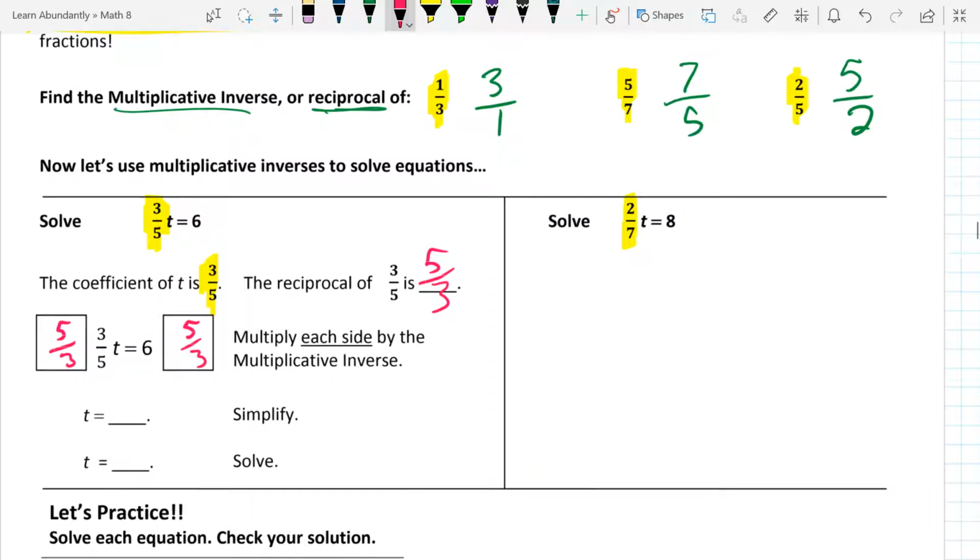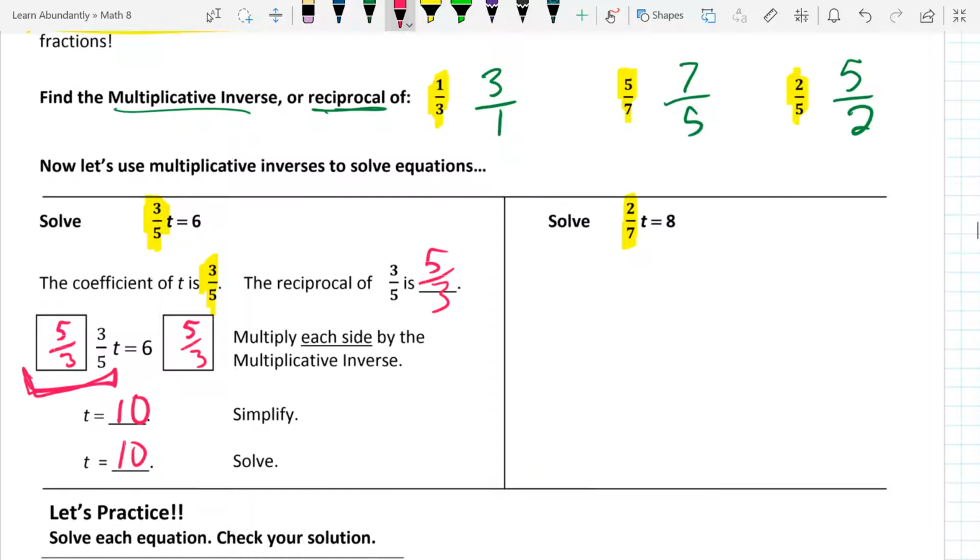Now the left side is just t. It just cancels out. That was the whole point of multiplying, so we can get the t by itself, isolate the variable. On the right side, if I type this in my calculator, I get 6 times 5/3, and it'll give me 10. It depends on what calculator you're using, but I ended up with just 10, and so that is my final answer. If I wanted to see if it worked, I could type in 3/5 times 10 and see if it equals 6. Let's try another example.